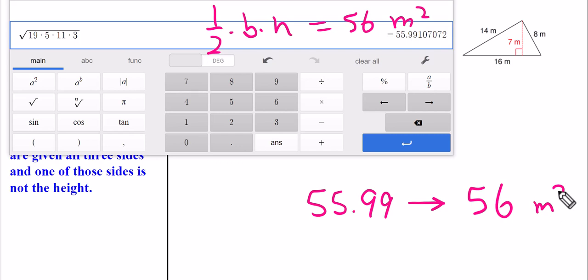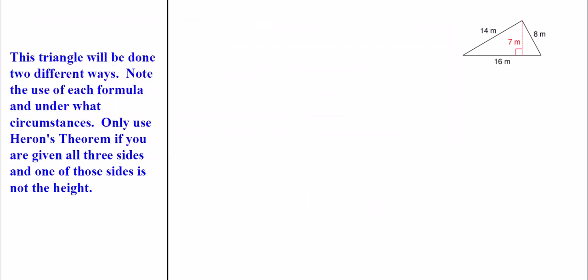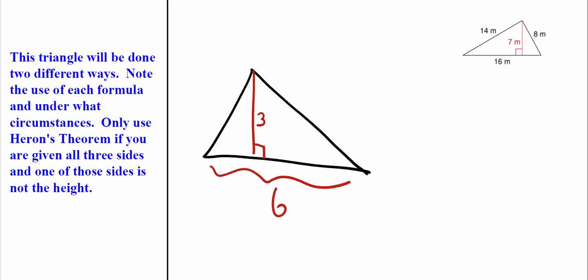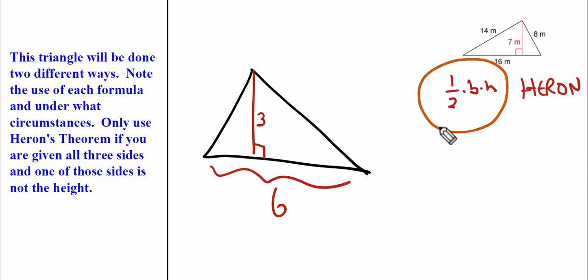So showing you that it doesn't matter which way you do this, the fast way or the quote-unquote long way, we're going to get the same answer. Personally, I want you to do it the fast way if it can work, okay? But remember, it depends on the situation. For this problem, can we do 1/2 base times height, or can we do Heron's theorem? Well, I have the height and I have the base, so I would do the simple one.